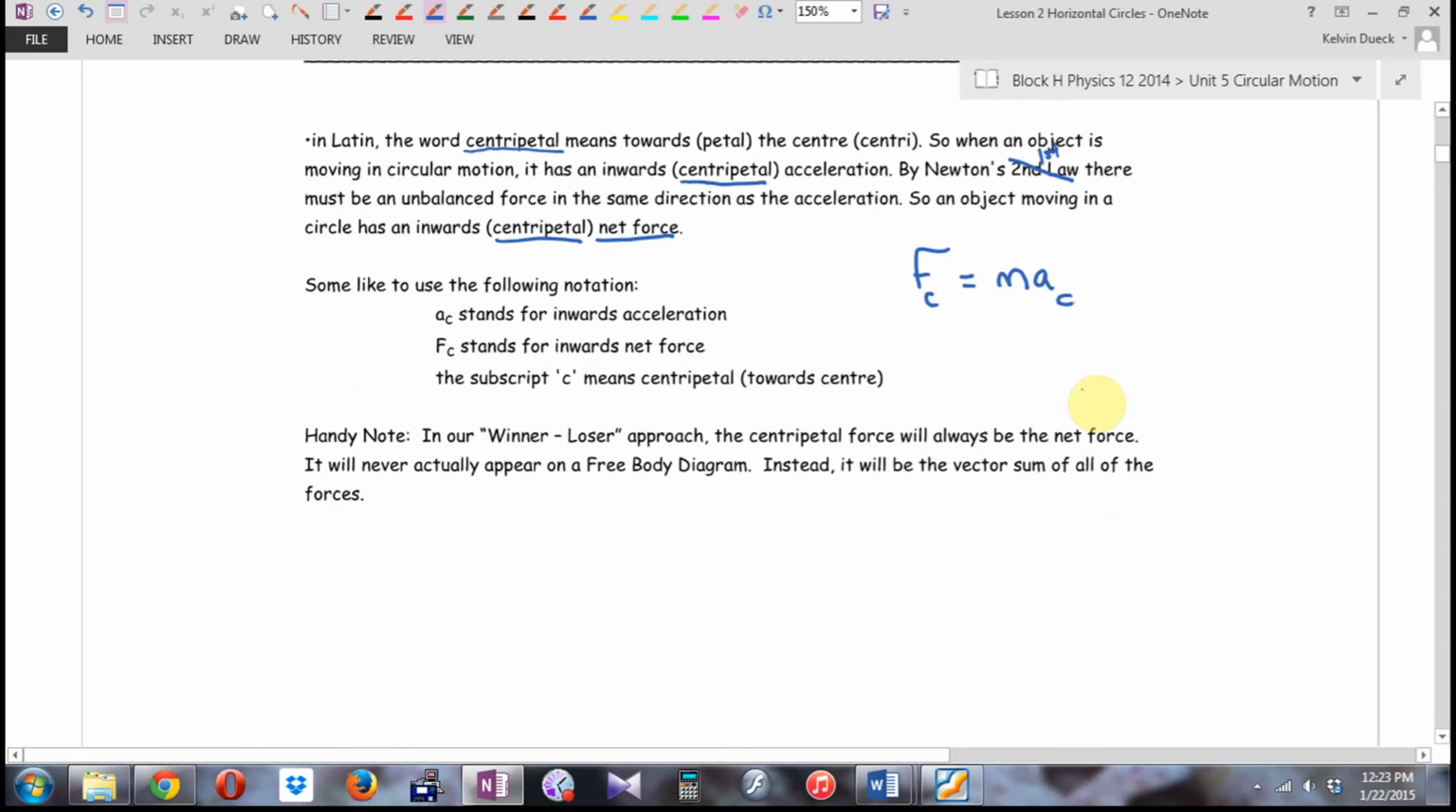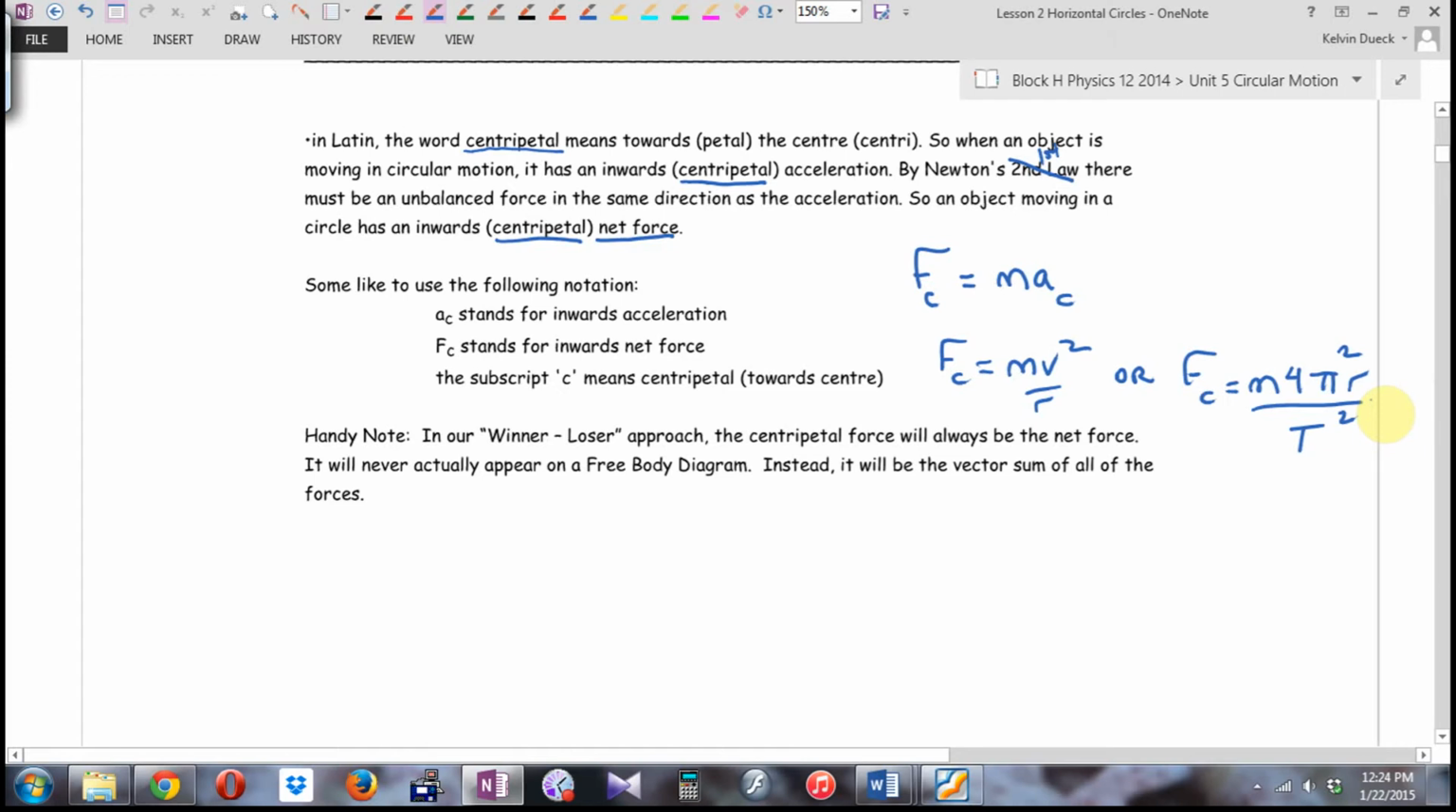Okay. What that also means is F equals mv squared over r, or Fc equals m 4 pi squared r over T squared.